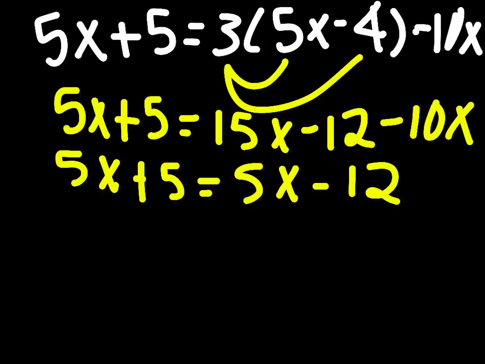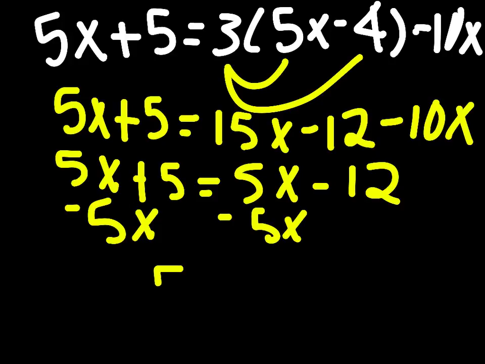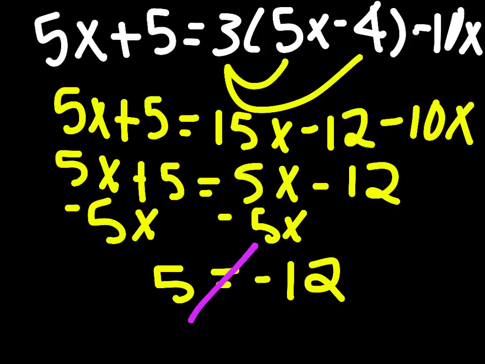And so then we'll just do it on this side. So we subtract 5x, and now the x is gone. And so we have 5 equals negative 12. And that is not true. So we'd put a slash through that because that does not work. So that was an example of a problem that has no solution.